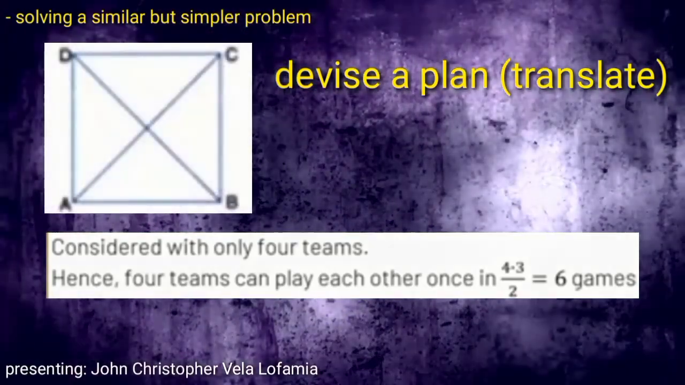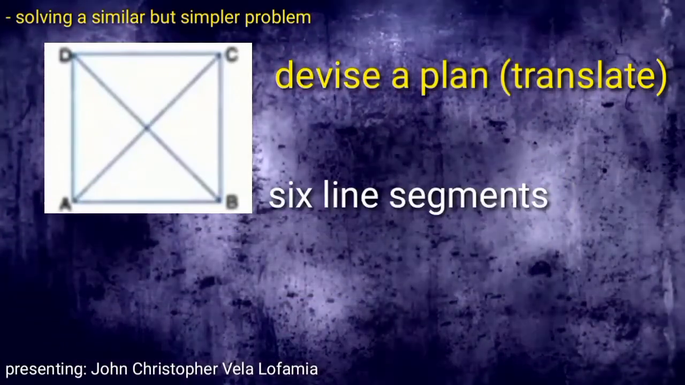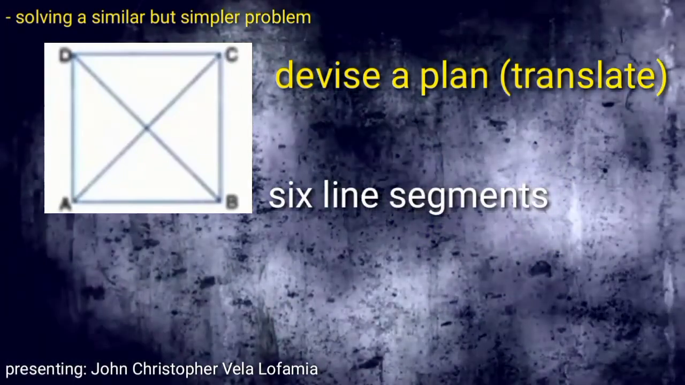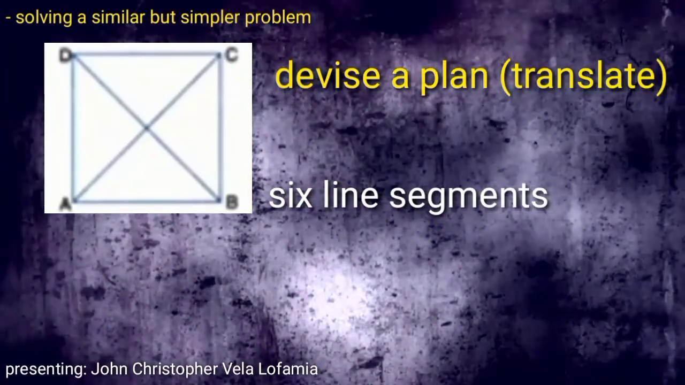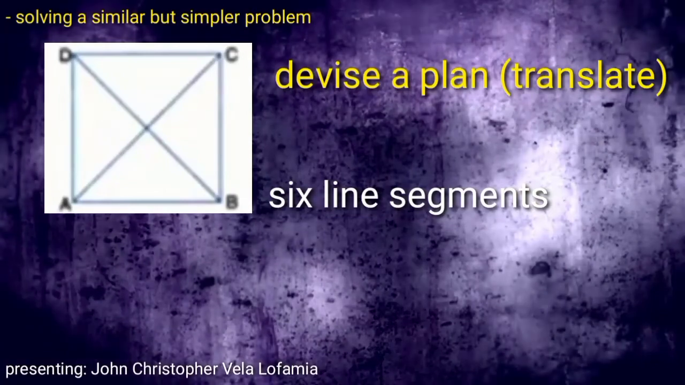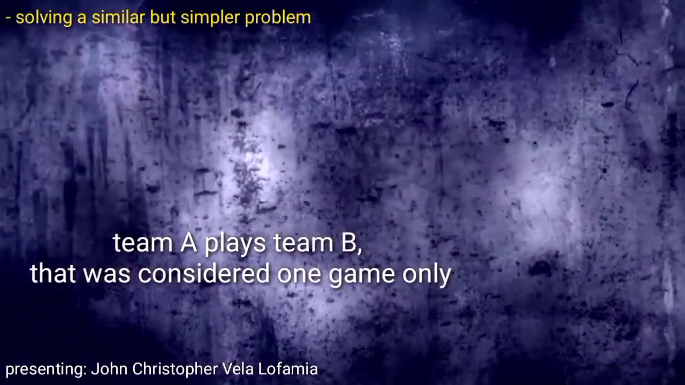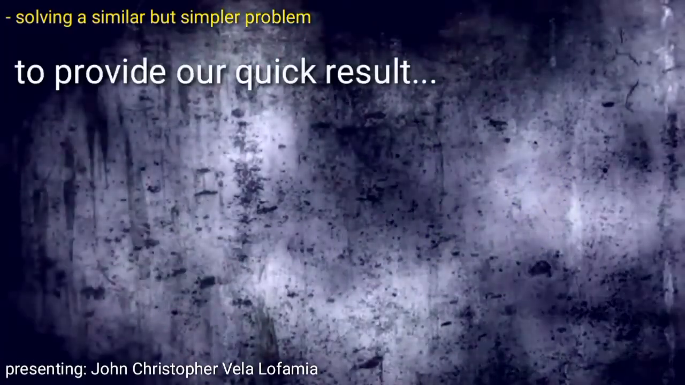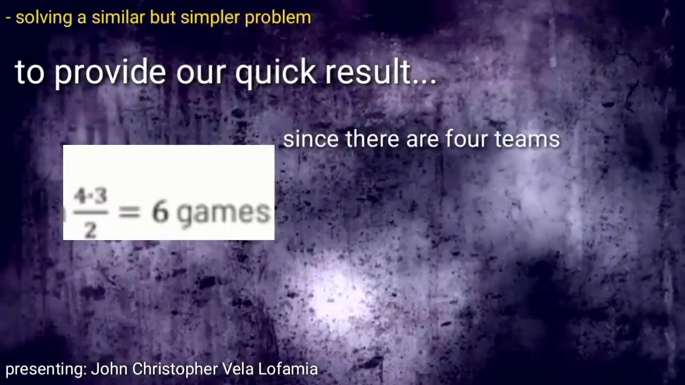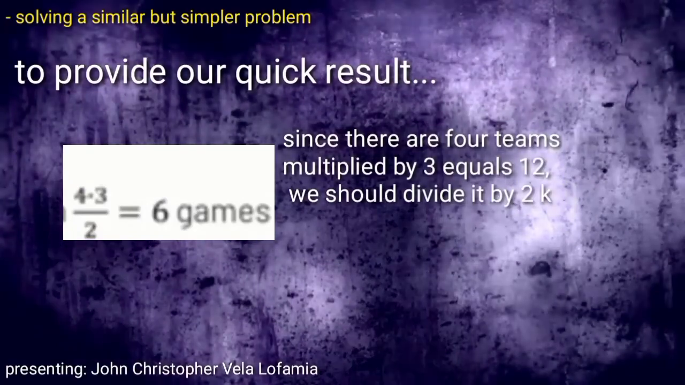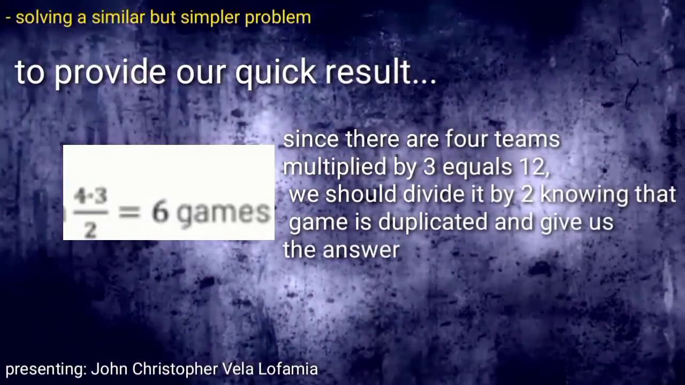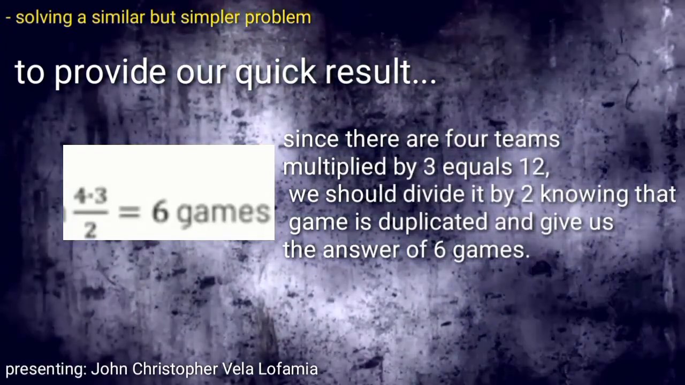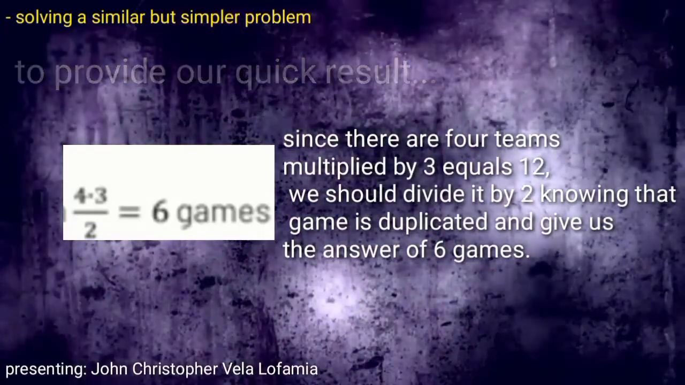However, we have a representation here. The diagram shows only 6 line segments. It appears that our procedure has counted each game twice. For instance, Team A plays Team B. That was considered one game only. So to get the correct result, since there are 4 teams multiplied by 3 equals 12, we should divide it by 2, knowing that each game is duplicated, and that gives us the answer of 6 games.